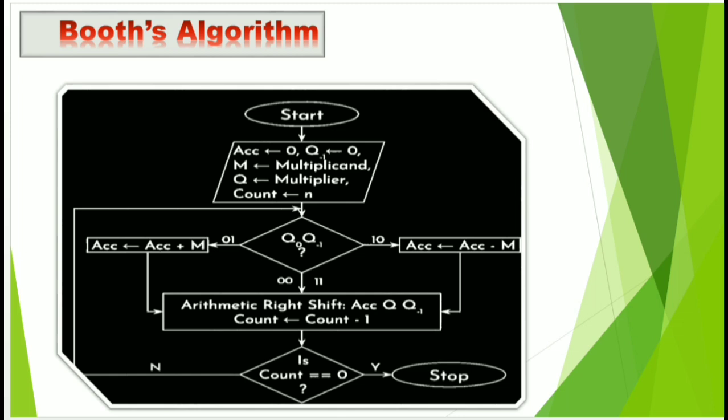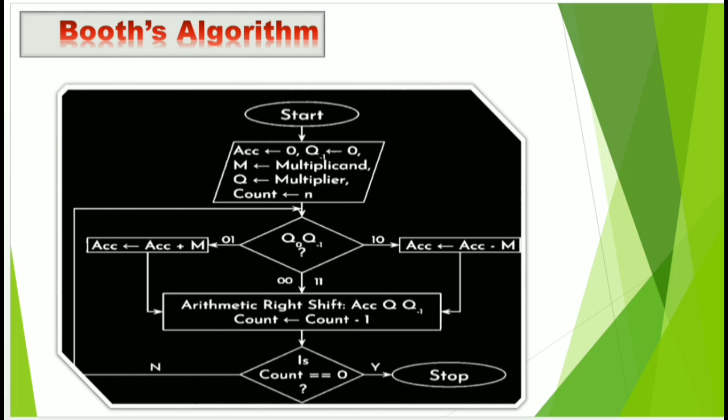Initialization: start by setting up the initial values. Accumulator is 0. This is the accumulator which will store part of our result. Then Q minus 1 is equal to 0. This is an extra bit that helps us decide whether to add, subtract, or do nothing. Then M is the multiplicand, the number you are multiplying with. Q is the multiplier, the number we are multiplying. Count is equal to n. This is the number of bits in the multiplier Q.